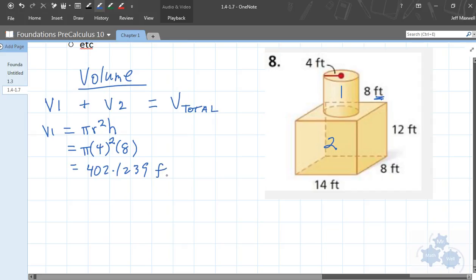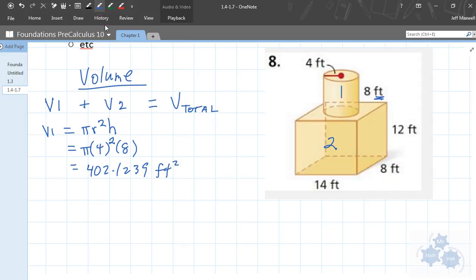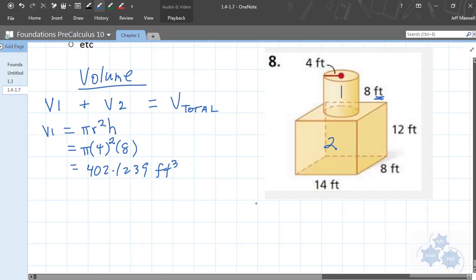That's going to be feet cubed, right? Feet cubed, cubic feet. Okay? Is everyone okay with what we did there? Keep a lot of decimal places. Use your pi button, okay?